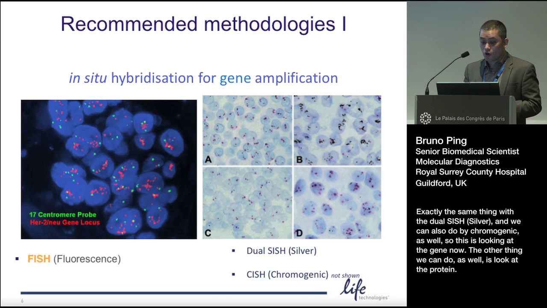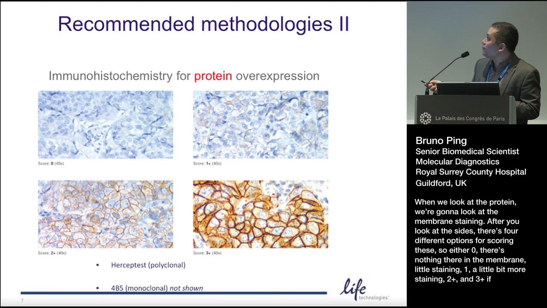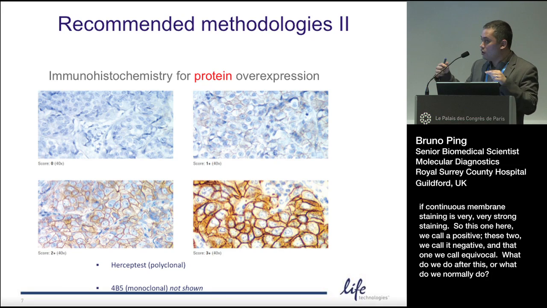The other thing we can do as well is look at the protein. And when we look at the protein, we're going to look at membrane staining. After you look at the slides, there are 4 different options for scoring these. Either 0, there's nothing there in the membrane; a little bit of staining, 1+; a little bit more staining, 2+; and 3+, you have continuous membrane staining. It's very, very strong staining. So this one here we call positive, this 2+ we call negative, and that one we call equivocal.